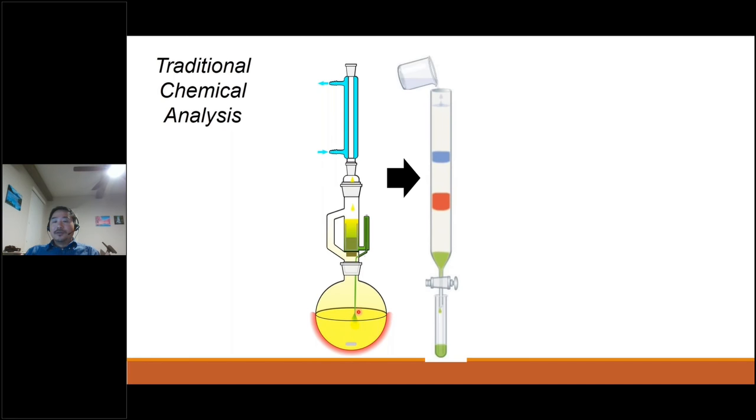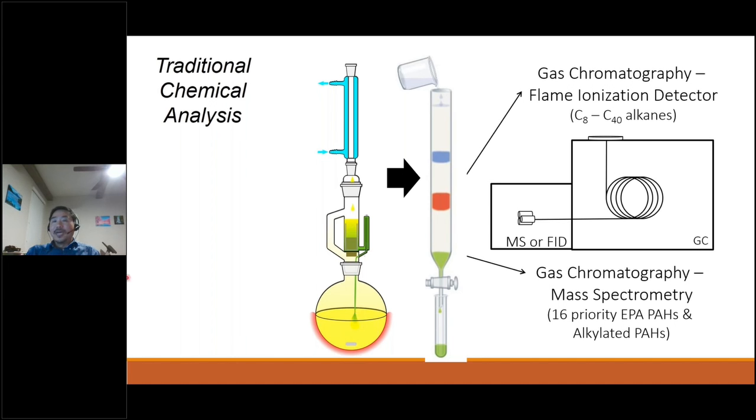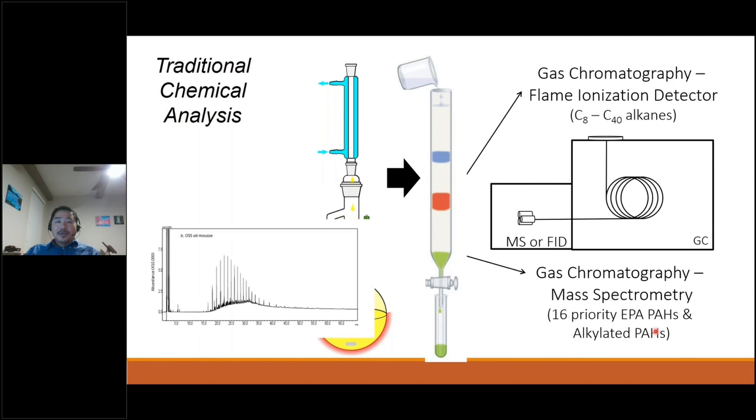And then you collect the different fractions, and you do the analysis, either using gas chromatography with a flame ionization detector, often used to do the alkane analysis, or using gas chromatography mass spectrometry, GCMS, which we often use to quantify polycyclic aromatic hydrocarbons or alkylated aromatic hydrocarbons. This is what people often use to do oil analysis.